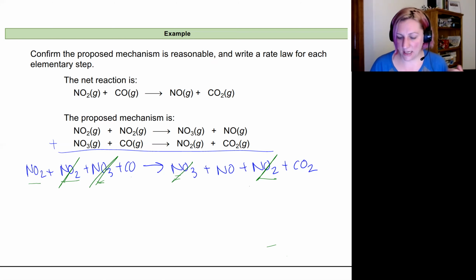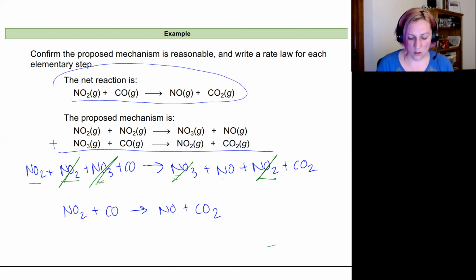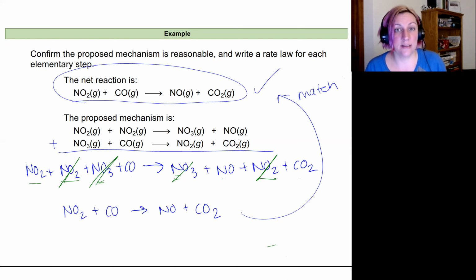Carbon monoxide, I don't have that anywhere on the product. Now moving over to the product side, I don't have an NO or a CO2 on my reactant side. So my overall reaction becomes NO2 plus CO forms NO plus CO2. And that matches my overall reaction perfectly. So because these match, I could say this is a reasonable proposed mechanism. Like it at least sets up a mechanism that would create our overall reaction.